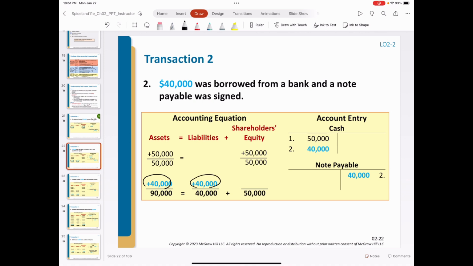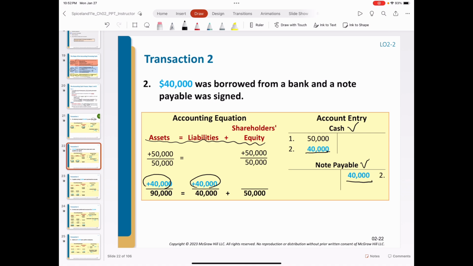The dual effect or double entry system is we identify the two accounts that are affected. We put the assets increase $40,000 here. That's a debit, right? While the liability, the claim of the bank, increased $40,000. We put it on the right. This is credit.